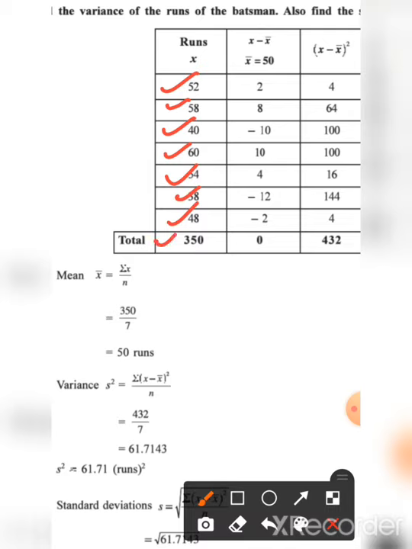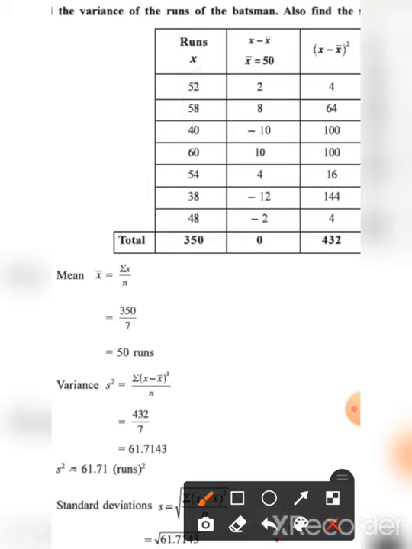Now we know that the formula for the mean is sigma xi upon n. Sigma xi is 350, divided by the total number of innings, which is 7. The batsman scored 350 divided by 7, that is 50 runs. And what is this 50? 50 runs is actually the mean, right?